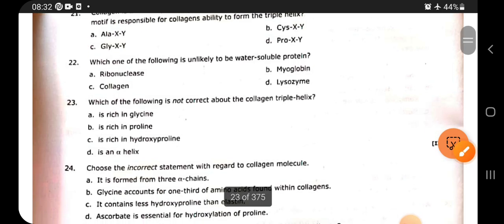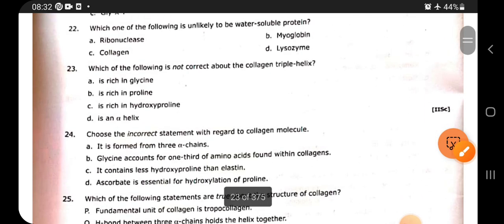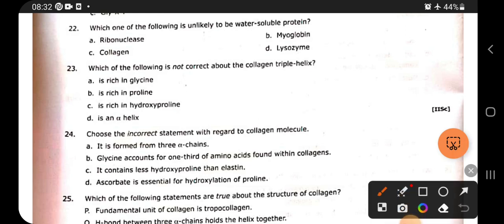Okay. Then 22. Which one of the following is unlikely to be a water soluble protein? So which is unlikely to be a water soluble protein? I've told you it's a universal thumb rule that your fibrous proteins are water insoluble, whereas your globular proteins have the probability that they can be hydrophobic, but in most of the cases they are hydrophilic.